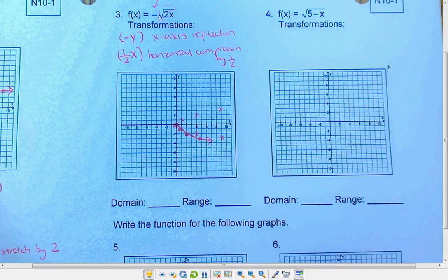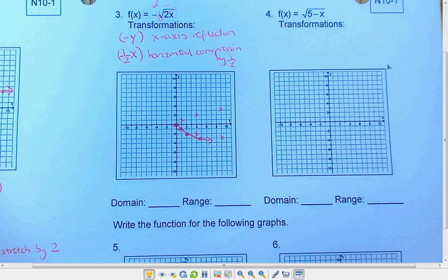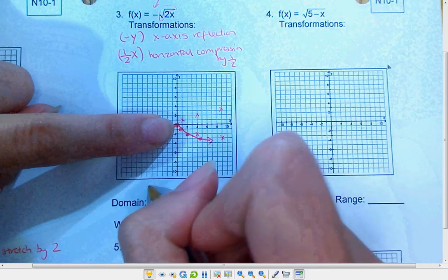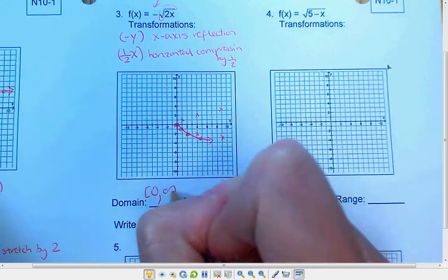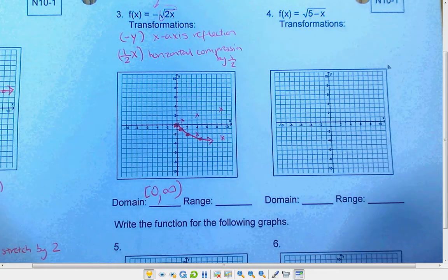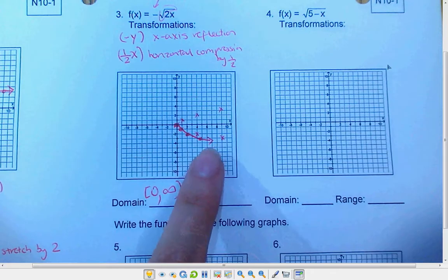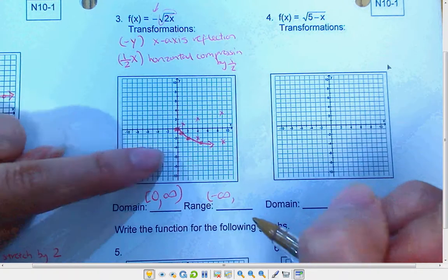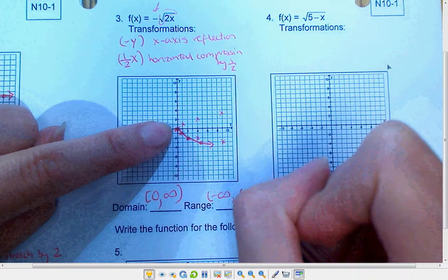Still draw an arrow. And now let's look at my domain and range. So domain, leftmost point starts at 0, goes to infinity. Range in this case is a little bit different because now the lowest point is actually the arrow. The arrow means it keeps on going down. So it's starting at -infinity, ending at 0.